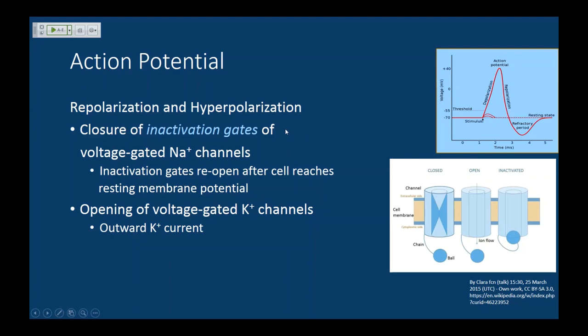The second important thing that accounts for the repolarization and hyperpolarization phase, the first being that sodium can no longer flux inward, is that voltage-gated potassium channels will now open. When they open, because of the concentration gradient, potassium will flux out of the cell, removing positive charge, and the cell will return closer to resting membrane potential. It will actually go a little bit past, and it will reach the undershoot or the hyperpolarization phase right here.